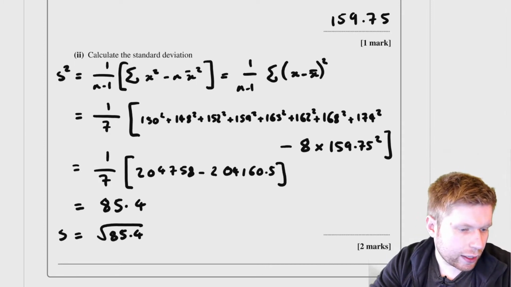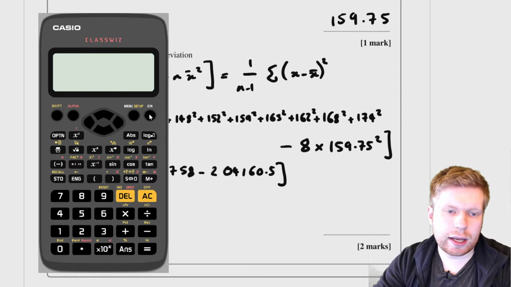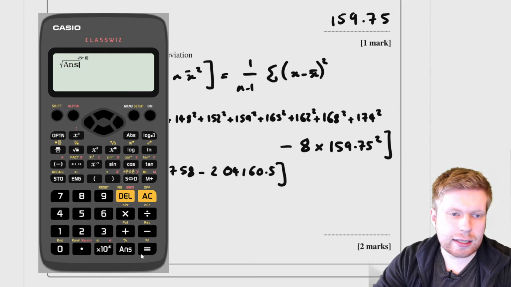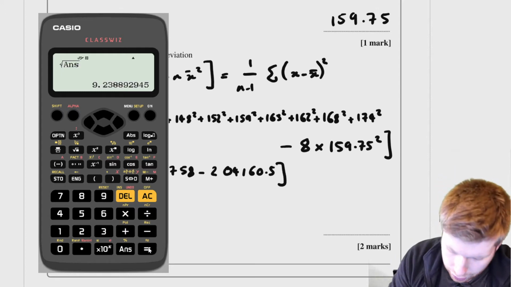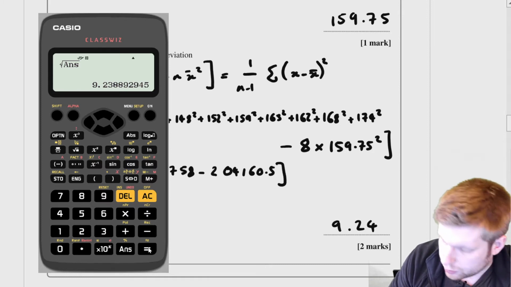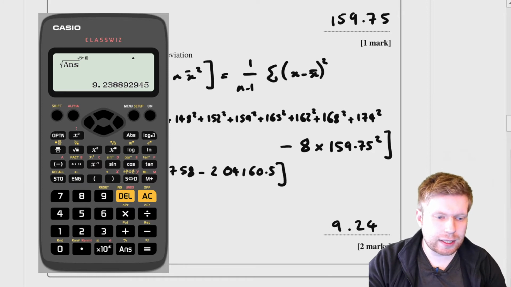So if I bring my calculator back, bearing in mind that this is now my answer, if I clear it, I can just go square root, that button there, then Ans, which is that button there, hit equals, and I get myself 9.24. That's totally fine. Okay, so hopefully that makes sense.